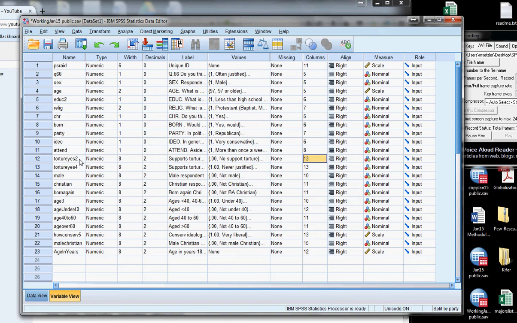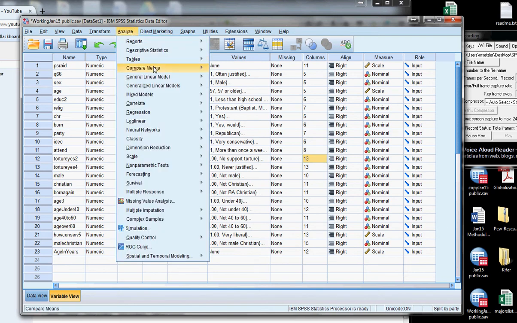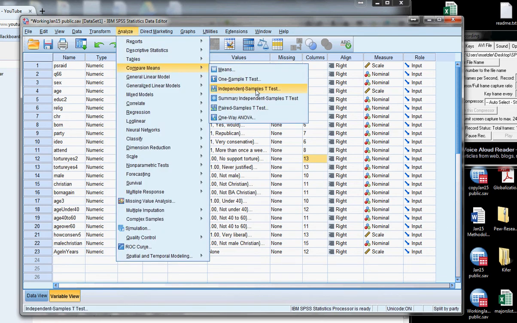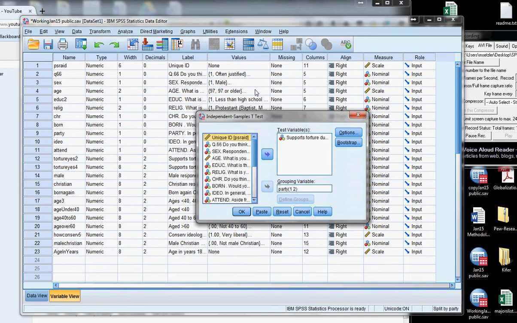Again, what we want to do is look at the sample means across two different groups to see if they're different. So I'm going to go to Analyze, then Compare Means, and then Independent Samples t-test. Once I open that, you'll see that I've already plugged the torture dummy variable in. I clicked over here and moved it over. I am interested, just because I'm interested, in taking a look at the difference between partisanship and support for torture.